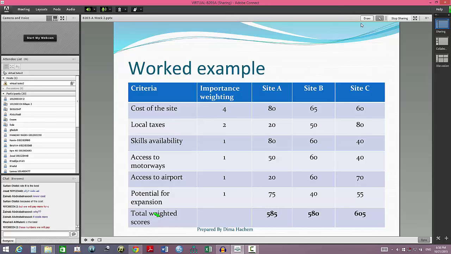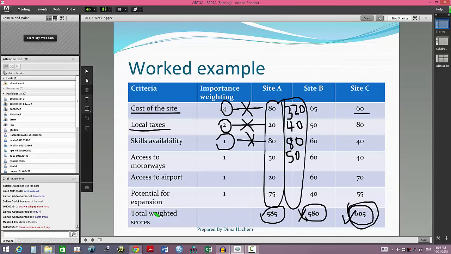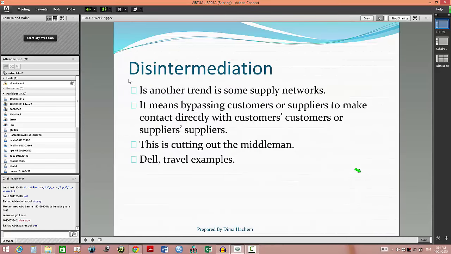So this is the weighted score method. You ask why we choose the higher number? Because the higher number means the best place, the best site.